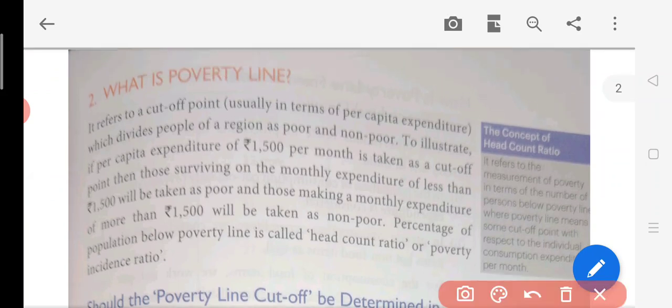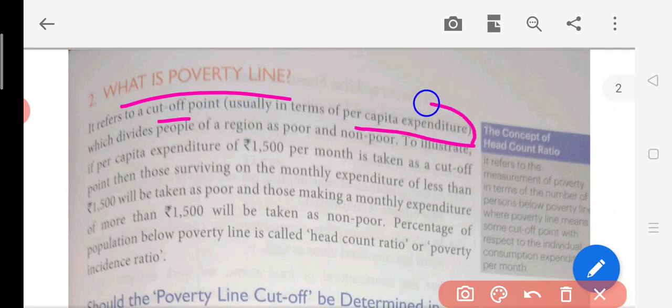Now what is poverty line? Again they are defining it. Okay. Now it refers to the cutoff point, usually in terms of per capita expenditure. We already saw that 816 rural and 1000 in urban areas expenditures divide the people of a region as poor and non-poor. Okay, so accordingly you can find out the difference between poor and non-poor people according to the various regions. So according to different areas, UP and Madhya Pradesh and all, you can easily compare.